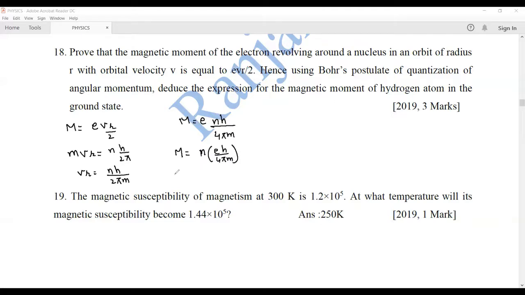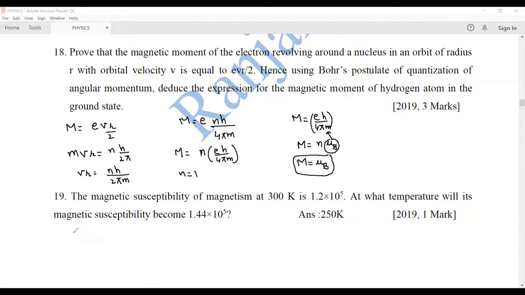Now for a hydrogen atom in the ground state, n is equal to 1. So M is equal to eh upon 4 pi m, and its value is constant and is called the Bohr magneton. So the magnetic dipole moment is equal to n into mu B, where mu B is eh upon 4 pi m and is called the Bohr magneton. And hence the magnetic dipole moment here is equal to the Bohr magneton because n is equal to 1.